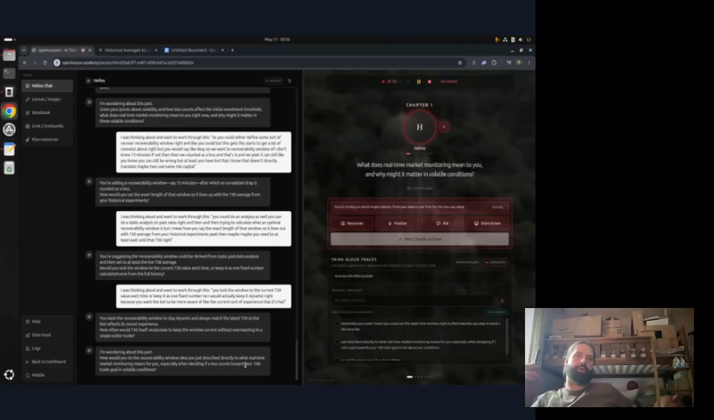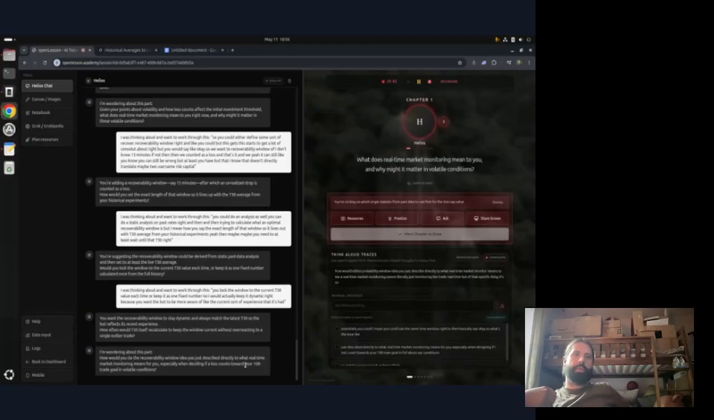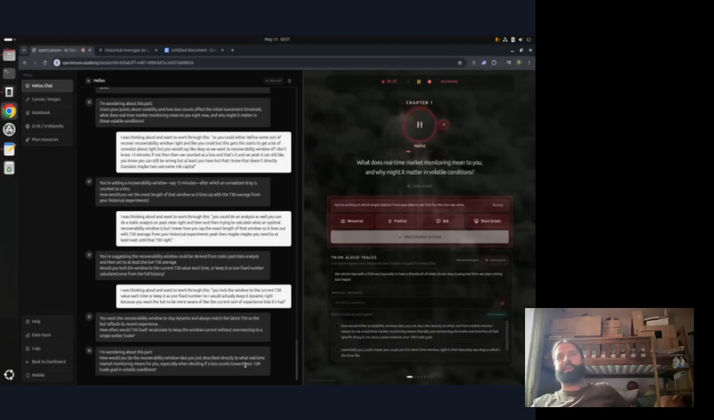How would you tie the recoverability window idea you just described directly to what real-time market monitoring means? To me, real-time market monitoring means literally just monitoring the trades in real time, but of that specific thing. And so if a loss counts towards your 100 trade goal, the whole idea with the T30 was basically to have a threshold of when do we stop buying and then we start selling. But maybe that is just naive because that is just one specific strategy, right?